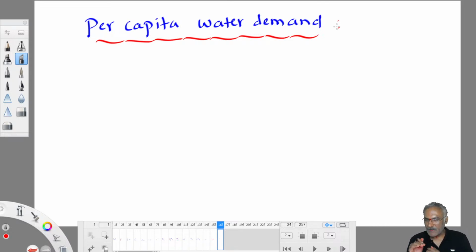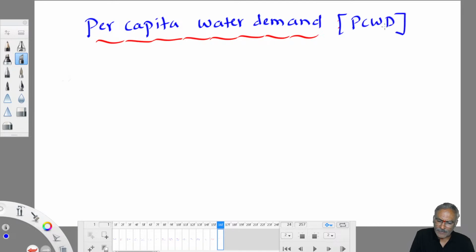So we not only supply water for the public, we also supply water for the commercial sector, for industries, and for many sectors in a community. All that put together is called per capita water demand. Normally, every demand we express in terms of per person water demand. That's why it's called per capita water demand, shortcut PCWD, or per capita water supply. Supply has to meet the demand ultimately, at the end of the day.